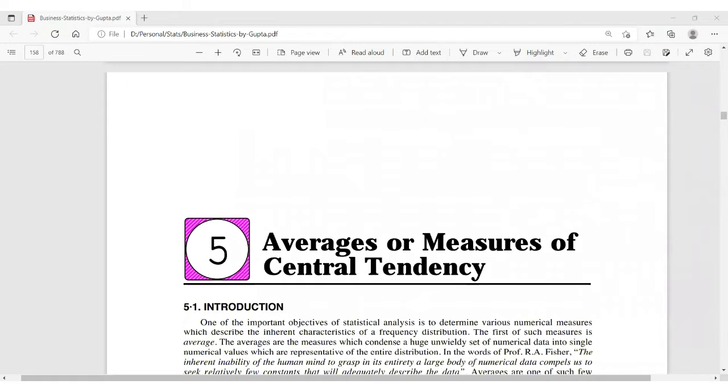Okay. Now from today's class onward, we should start the practical part of statistics, that is the central tendency: measures of central tendency, or averages.